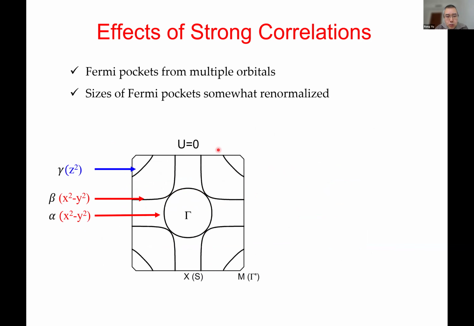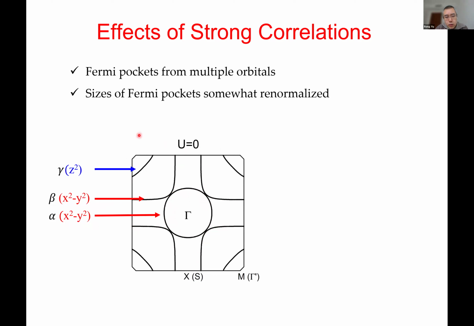And first, we look at the non-interacting case where U equals 0. The Fermi surface contains 3 sheets. The alpha sheet mainly has the dx square minus y square character. That is a circular electron pocket near the zone center. And the beta sheet is a large hole pocket, which also mainly has this dx square minus y square character. This is very similar to that in the doped cuprate system.